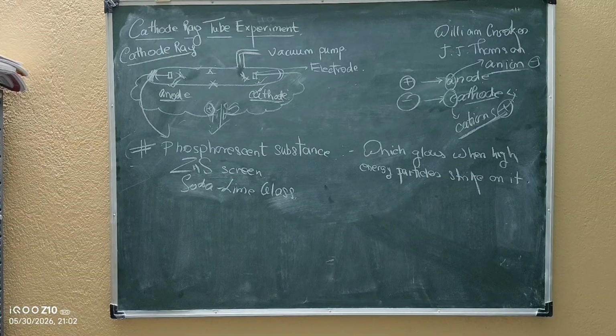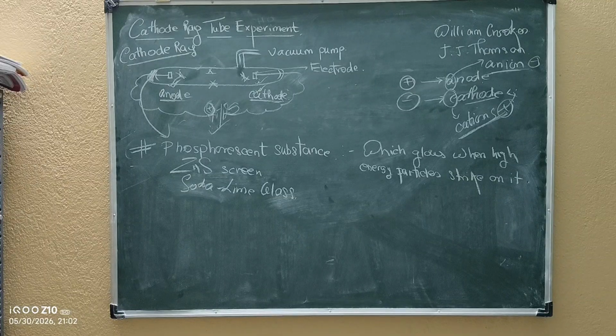If it is asked what is phosphorescent material, give one example, then we will look in your answer for the keyword: high energy particles strike on it, then it glows. If you write only that it glows, it does not work, because anything can glow on its own. There are many other materials that can glow on their own, but that does not mean they are phosphorescent. Phosphorescent means that when high energy particles strike on it, then it will glow, not in general.